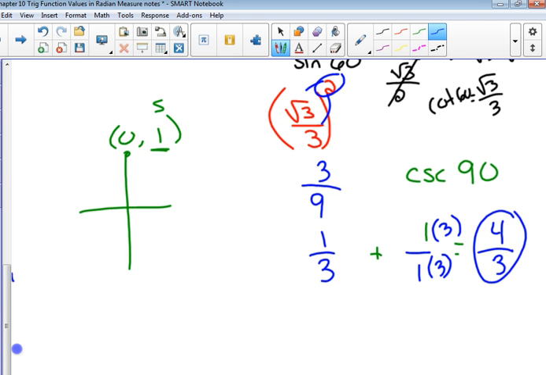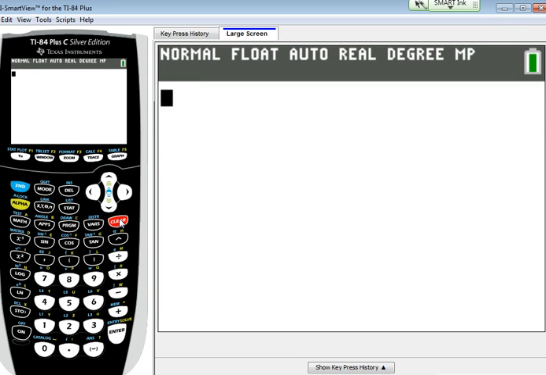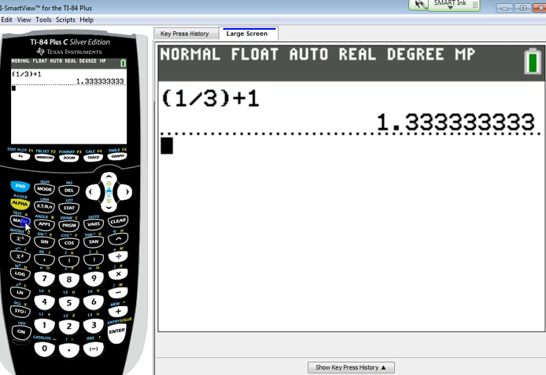Now, if you did all this work, and you hate your fractions, please don't get this part wrong. Just use a calculator, and do you really need to? All right, so you could do 1/3 plus 1 and get a fraction. You would also get 4/3.